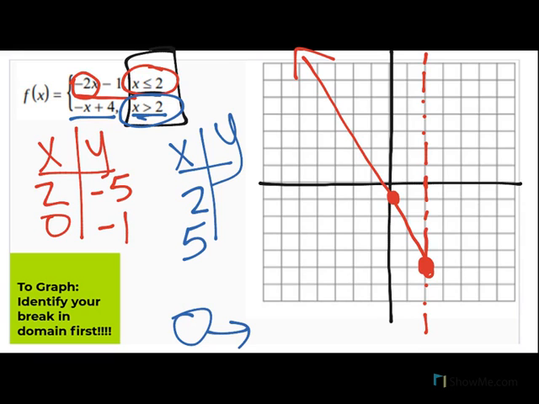All right. I still need to know where this starts. So if I plug in 2, this would be negative 2 plus 4 is 2. If I plug in 5, negative 5 plus 4 would be negative 1. All right. So my first point was at 2, 2. I know I have an open circle because that's not included. My next one was at 5, negative 1. So my graph would look like so.